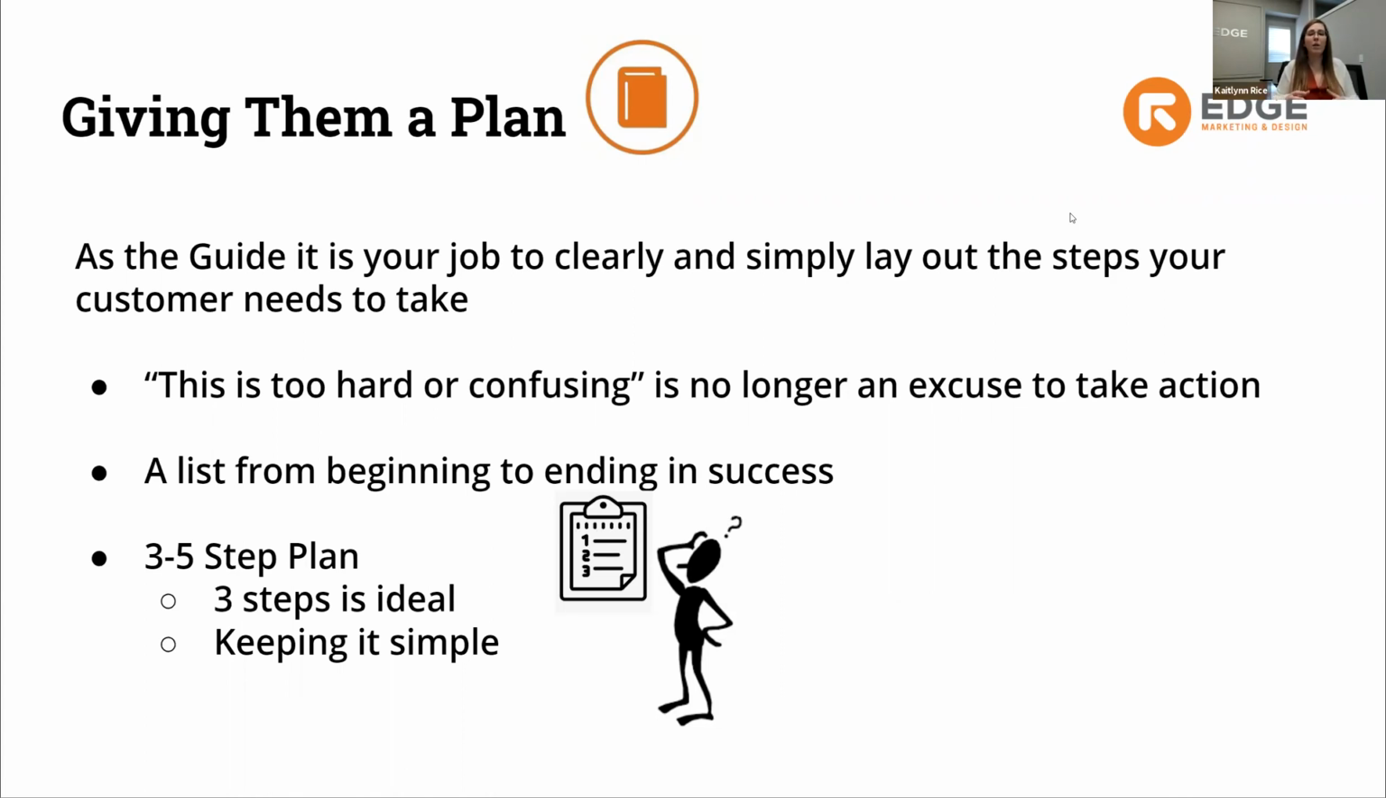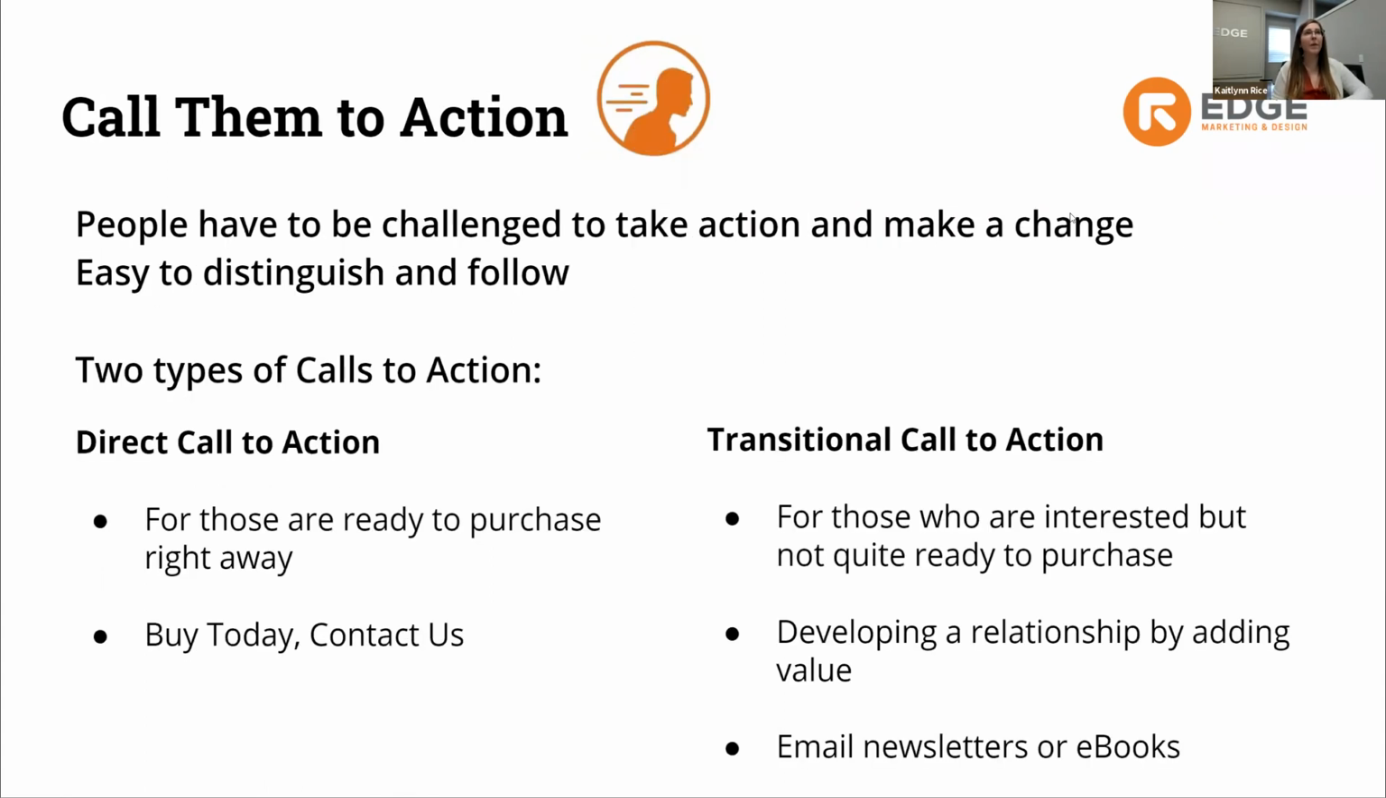With this plan, you want to make it as easy as possible. Usually 3 to 5 steps is best. 3 is optimal, just because, again, we want to make it as simple and easy as possible for your customer to follow. And the last step of your plan should be letting your customer visualize how success will look for them.